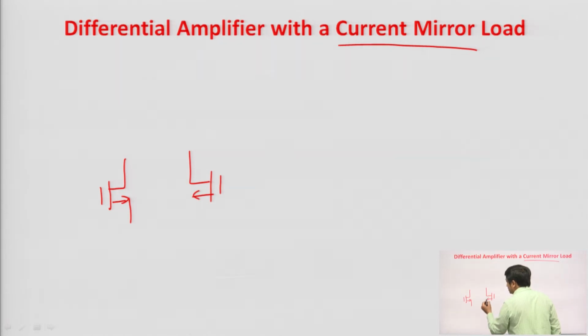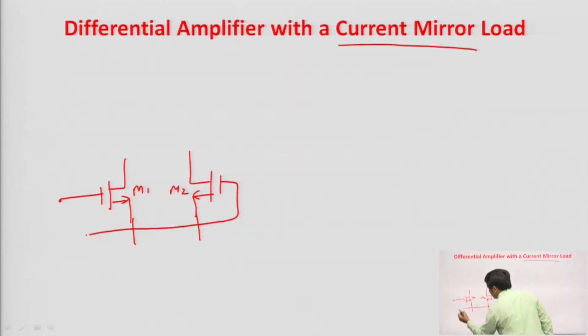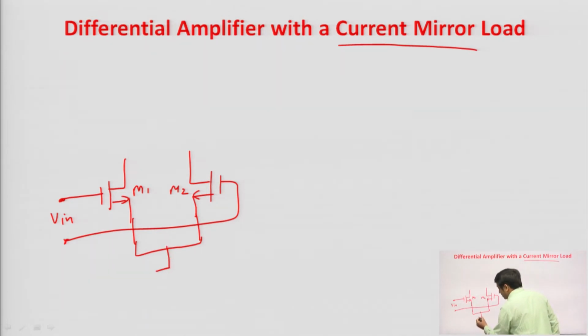Let us say these transistors are M1 and M2, right. Since it is a differential amplifier, the input signal is the differential input, this is your Vin. So, the input signal has been applied in between the gate of M1 and M2, right. To bias these transistors we need to connect a current source also, or we can design that current source using a transistor also.